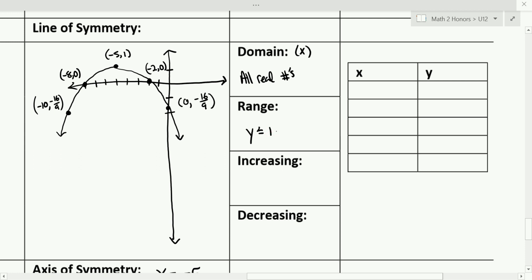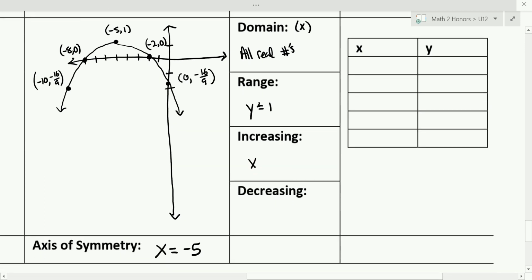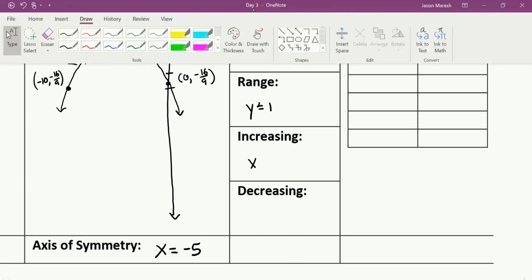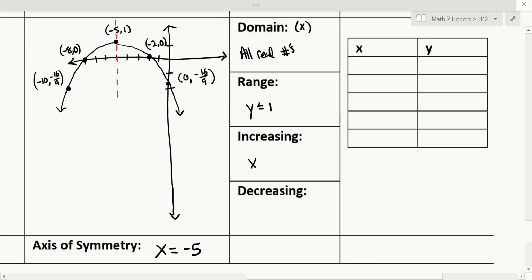And where's this thing increasing, Maddie? Greater than what? -5? So what I didn't put in my graph, let me do this, is the middle. Right here's our axis of symmetry. Cuts it right down the middle at x equals -5. And so if you say x greater than -5, you're talking about the right side, right? And as I trace it, it's dropping, so it's decreasing. So it's going to increase not on the right side, but on the left side. So it's going to be x less than -5, and decreasing x greater than -5. And then we can fill in our 5 points, and we got it.